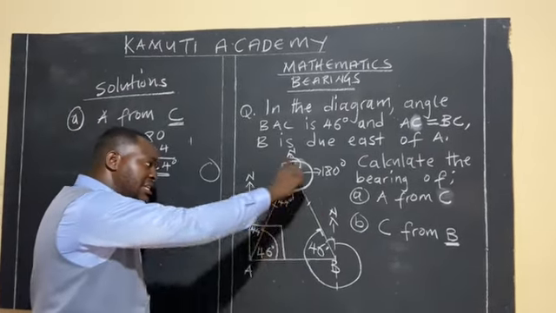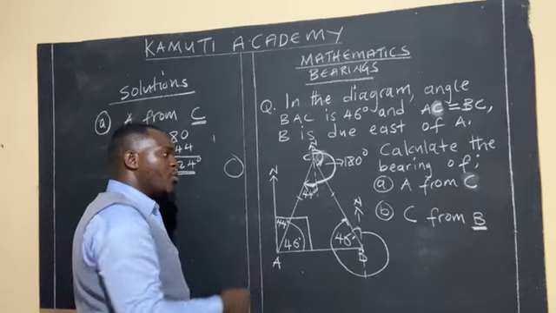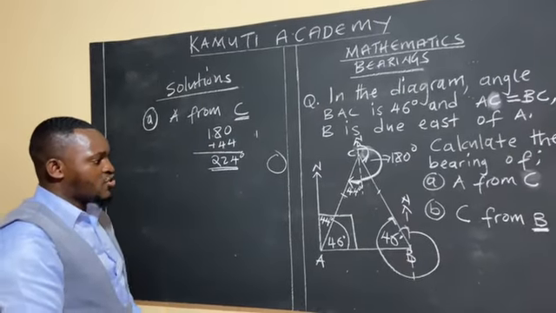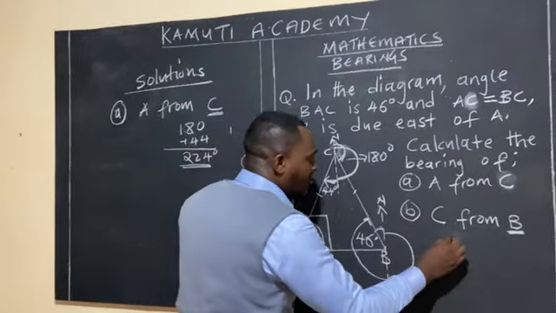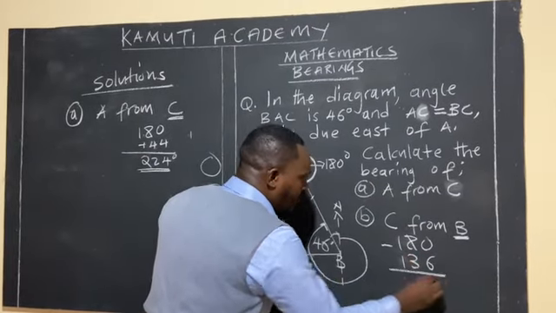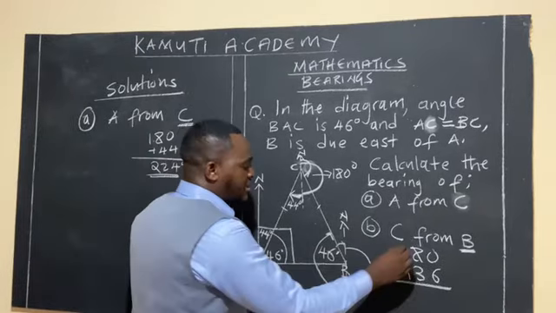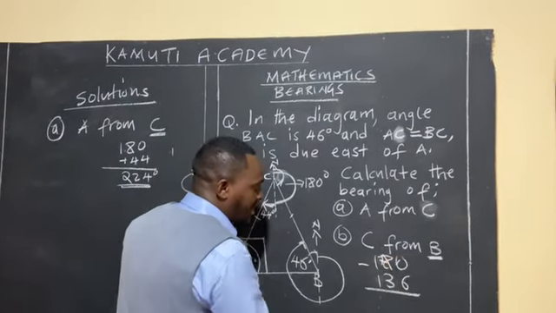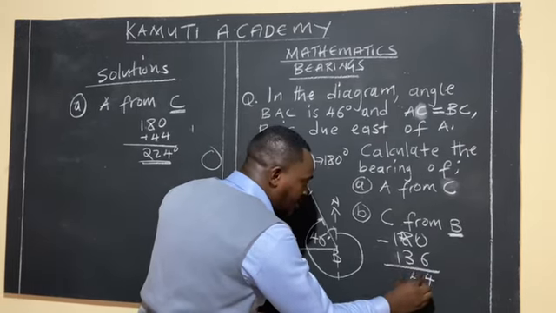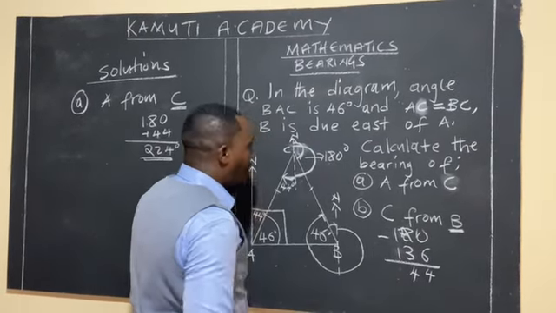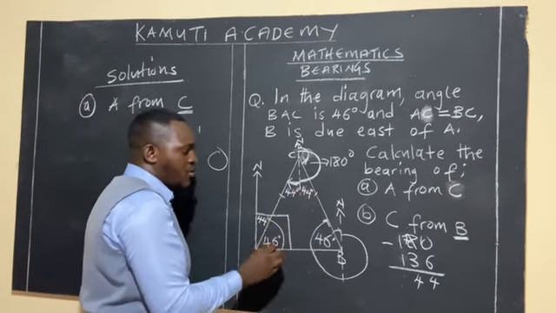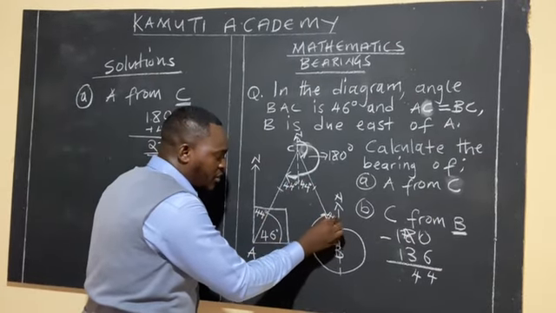To get the entire angle now, because angles in a triangle add up to 180, we're going to say 180 minus 136. Here we have a 7, here we have a 10. 10 minus 6 is a 4, 7 minus 3 is a 4. Then we get 44. So we have 44 degrees here as well. Even here we'll get 44 degrees.